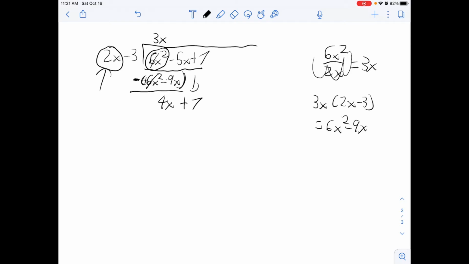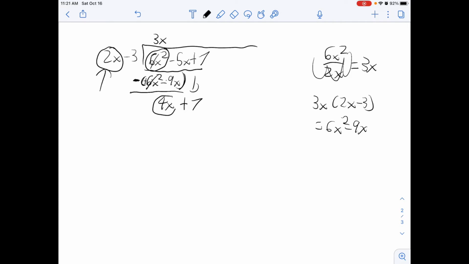Like we did with 6x squared and 2x, we're going to figure out what we can multiply 2x by to get 4x. And so that's 2. Like before, we're going to multiply 2 by 2x minus 3, which is 4x minus 6. And we're going to subtract it from 4x plus 7. And again, always remember, put brackets around the terms when you're subtracting. And that leaves us with 13.